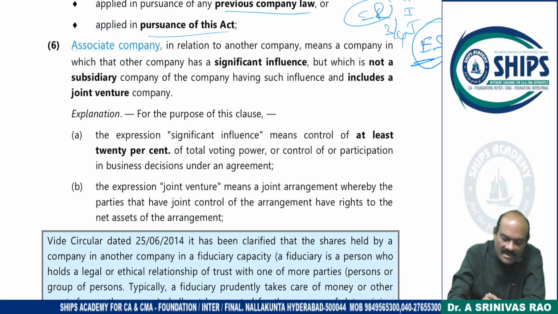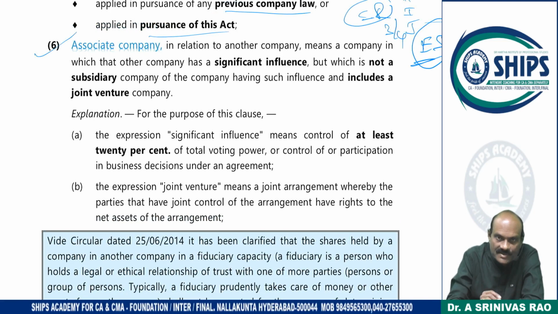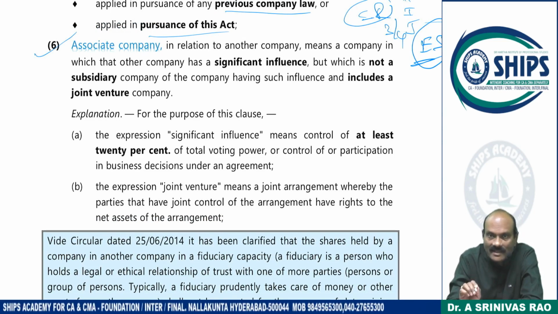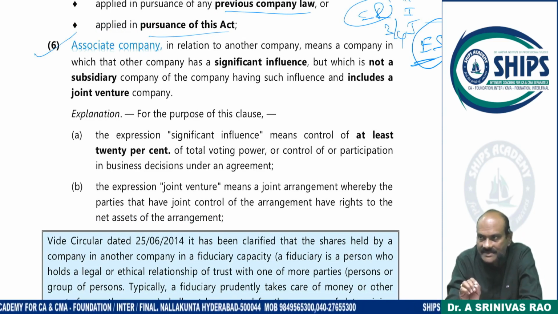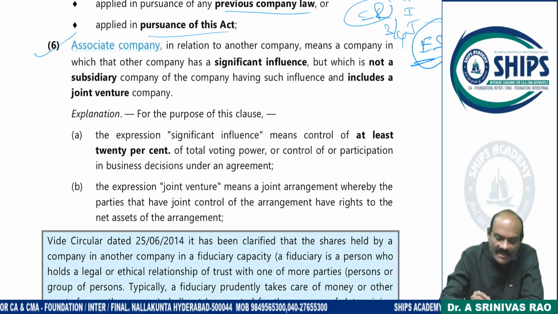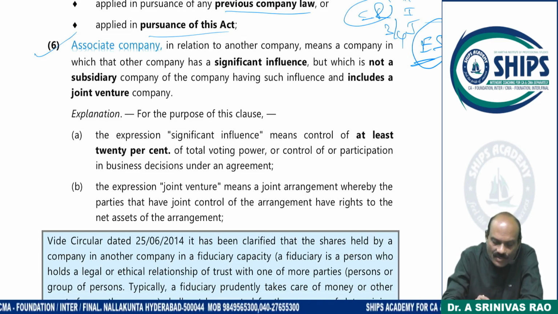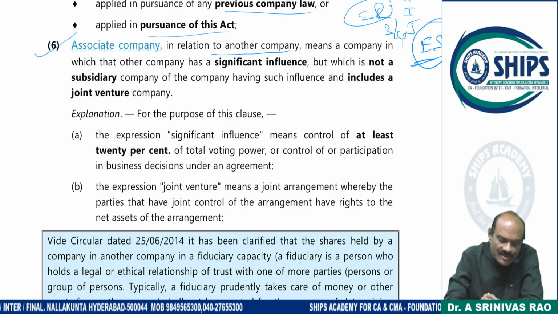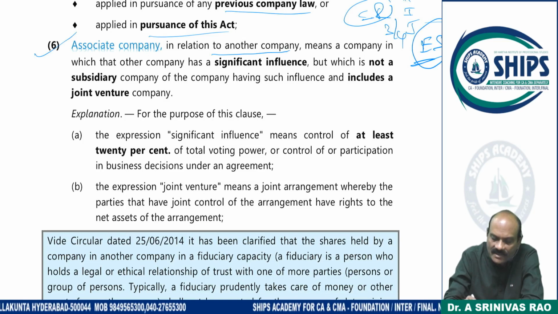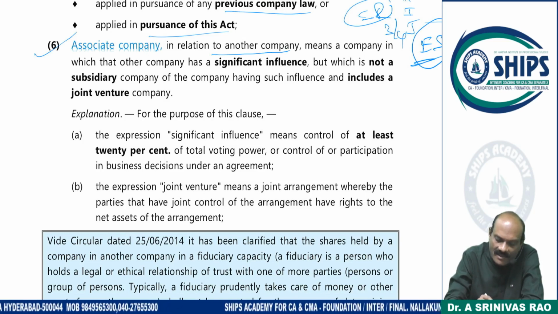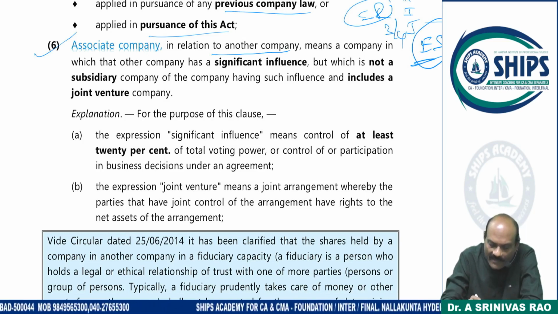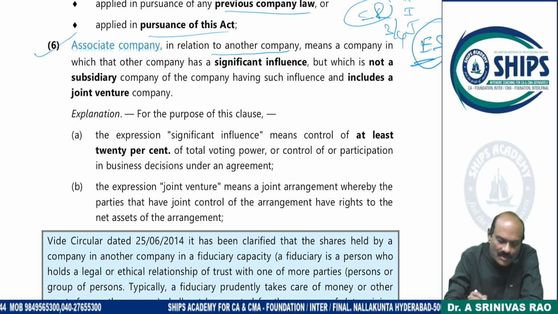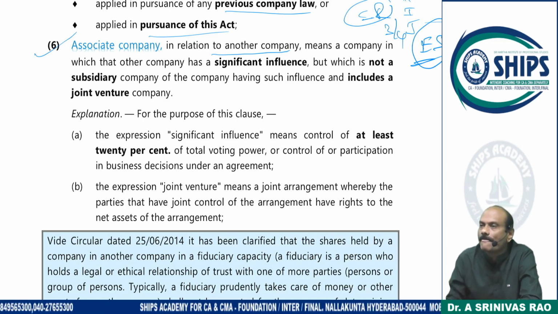Associate company: see here, the first time they gave a definition was in the 2013 Act. Earlier we did not have the associate company. First time it came in. In relation to any other company, it means a company over which that other company has significant influence but which is not a subsidiary company of the company having such influence; it includes a joint venture. What is significant influence?